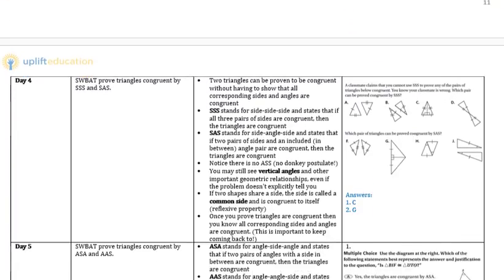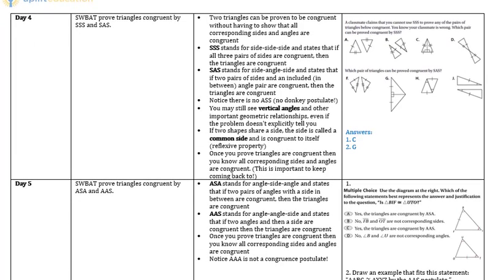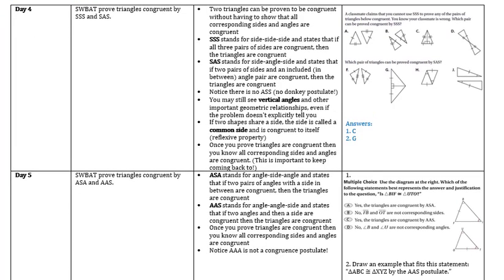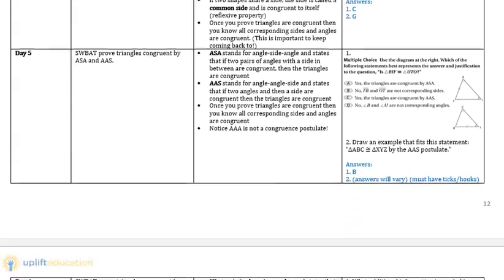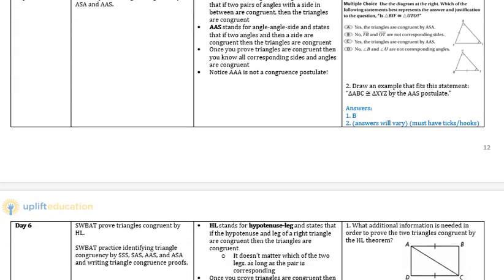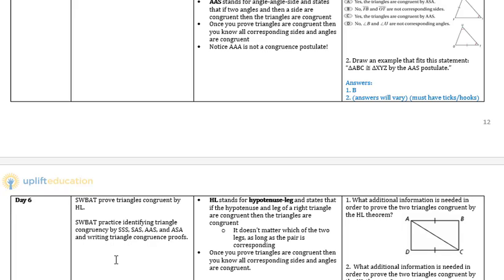Moving down to day 4, we start to look at triangle congruence, specifically side, side, side, and side, angle, side. Day 5 looks at angle, side, angle, and angle, angle, side. And then I think day 6 is hypotenuse, leg. Yeah, hypotenuse, leg, and then practicing congruence statements all together.